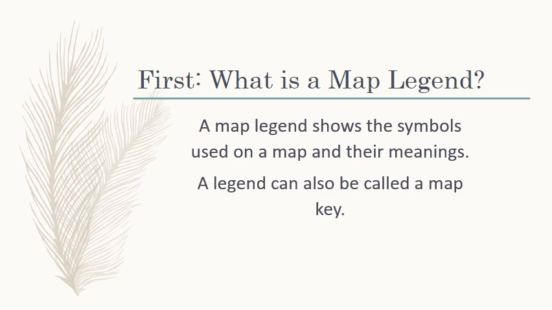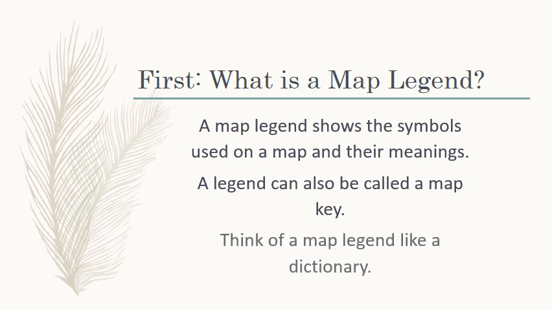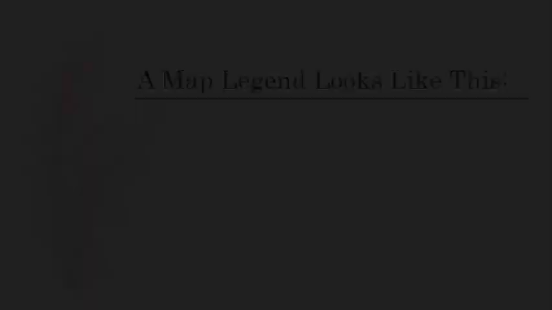So on some maps, you'll see that it's labeled a legend, and on others, you'll see that it's labeled a key. But just remember that they are the same thing. Lastly, think of a map legend as a dictionary. It just simply gives us definitions and meanings to the symbols that we see on our map.